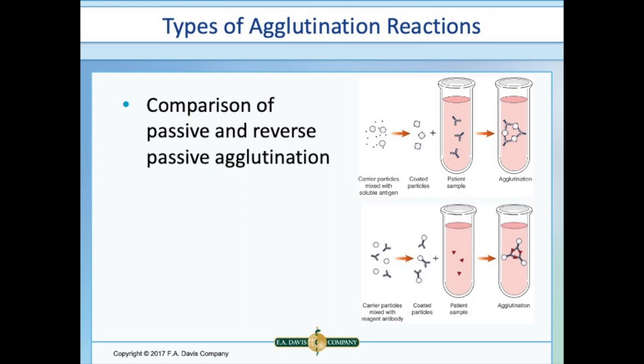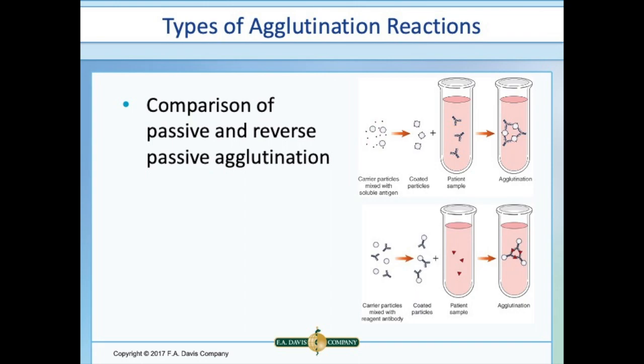So, let's compare. Here, okay, this is figure A, and this is figure B. So, here, the carrier particle is mixed with soluble antigen. If the soluble antigen has been admixed with the carrier particles, the carrier particles are now considered as coated. And then you add patient serum that may contain patient antibodies and agglutination occurs. Okay, so this is part of your reagent system.